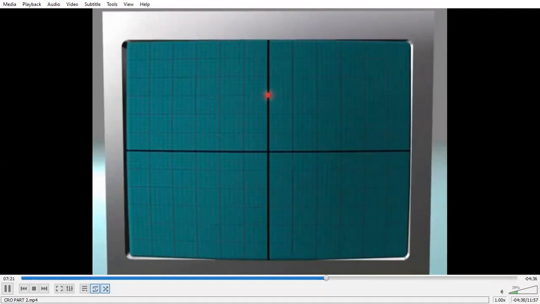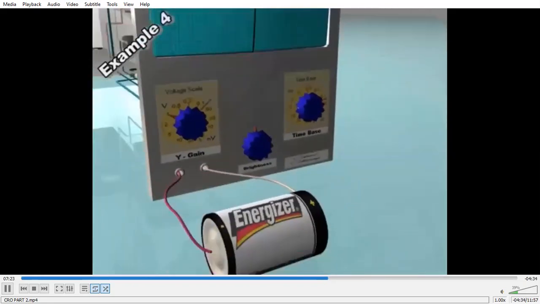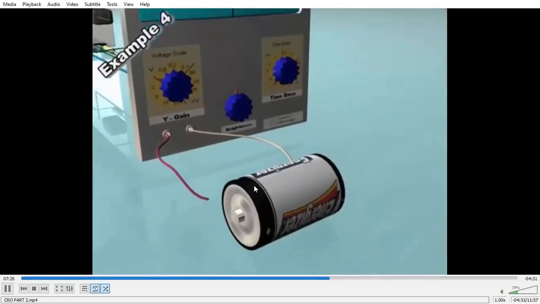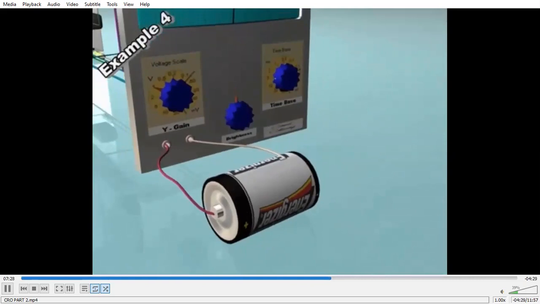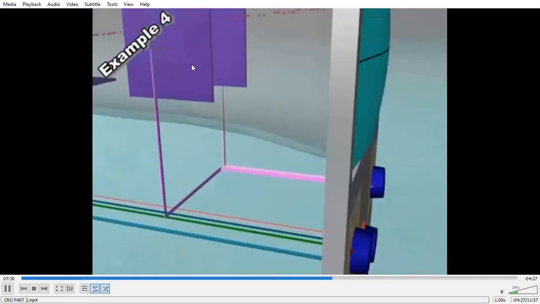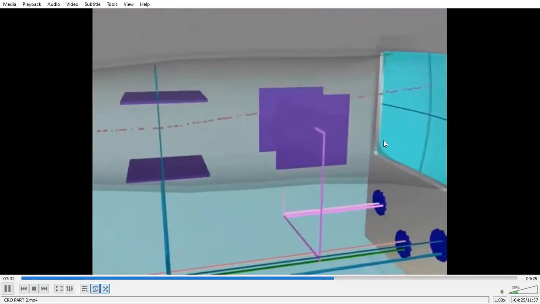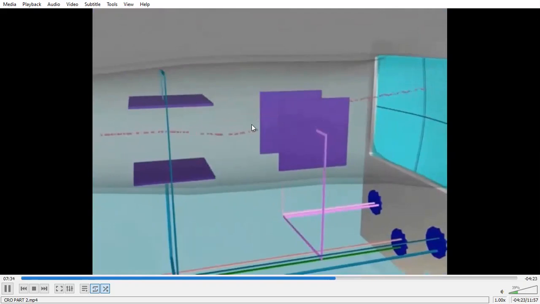Ni kalau dia ubah the position of the terminal, kamu dapati the cathode ray itu akan deflect ke bawah. Ini maksudnya disambung kepada direct current. It's connected to your direct current. So this one the time base is off.